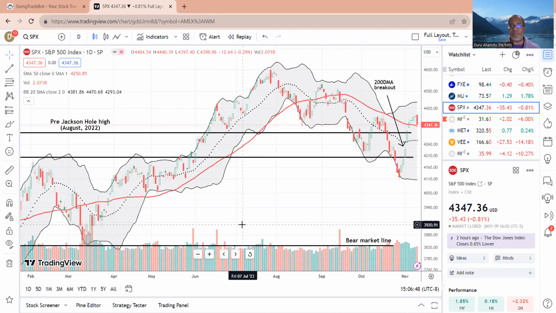The oversold bounce finally lost steam today. I'm calling today the day of the fade. Let's take a look at the indexes real quick. S&P 500 down 0.8%, right back to the 50-day moving average.